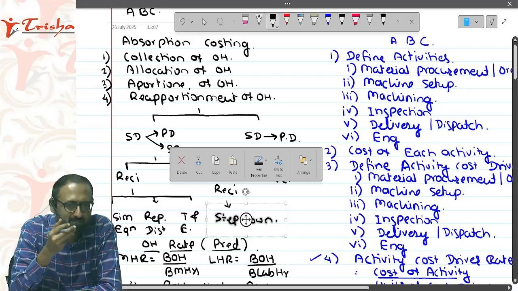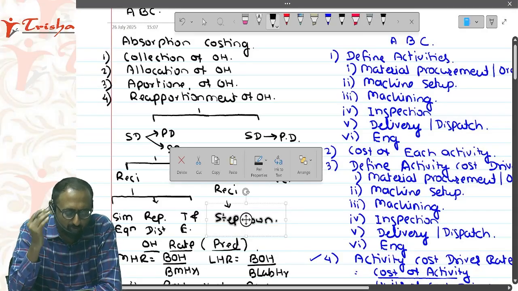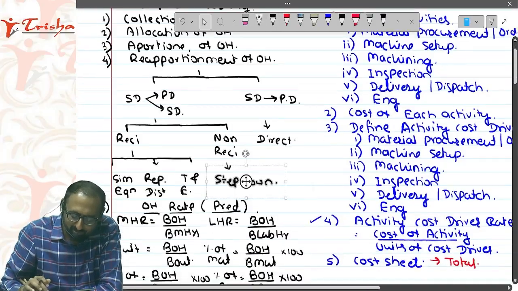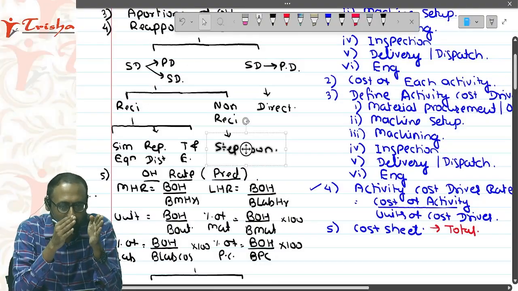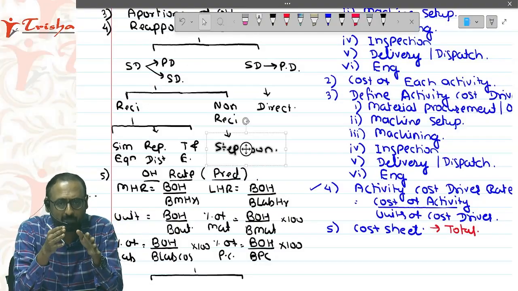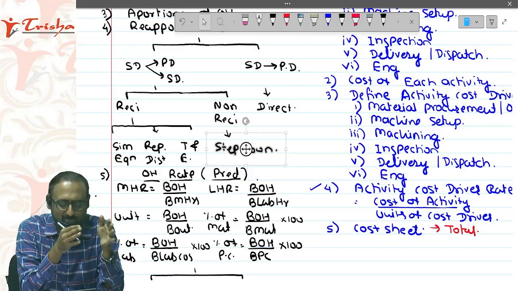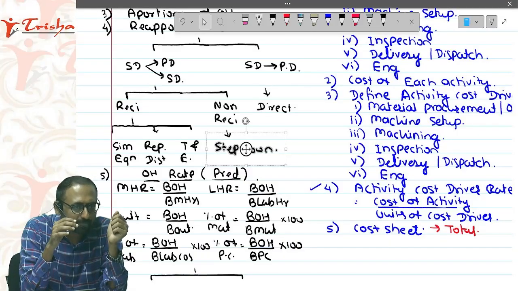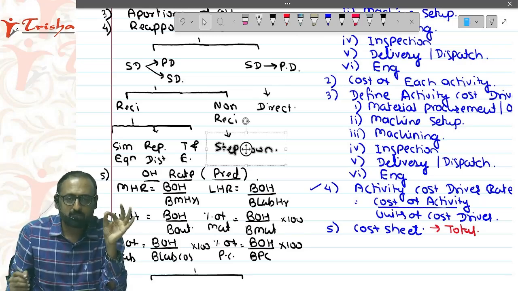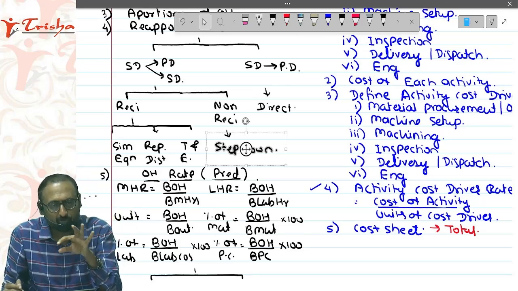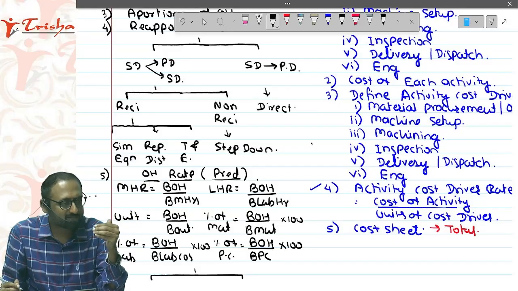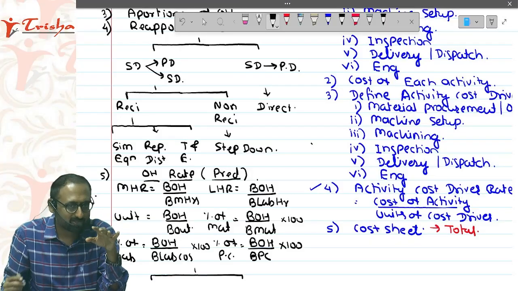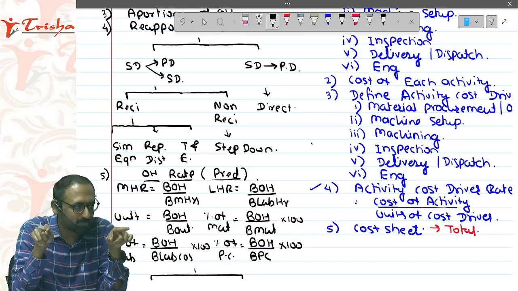All building related expenses in the ratio of floor space, all machine related expenses in the ratio of the capital value of machinery, and so on. After that, you will reapportion the overhead of service department to the production department. In that situation, you check whether the service department provides service to the production department only, or to other service departments as well as production departments. If the service department provides service only to the production department, we follow the direct method. If it provides service to the production department as well as service departments, we check whether reciprocal or non-reciprocal is there.